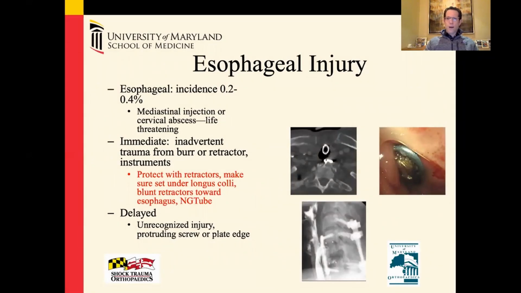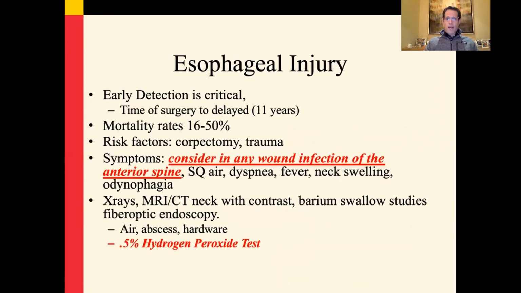This is another rare but potentially devastating injury. I think protecting the esophagus by putting your retractors beneath the level of the longus colli muscles, and putting in an NG tube so you can palpate the position of the esophagus, can help reduce the risk of having an esophageal injury. In anybody showing up to your office after an anterior cervical approach with a wound infection, you've got to rule out an esophageal injury.